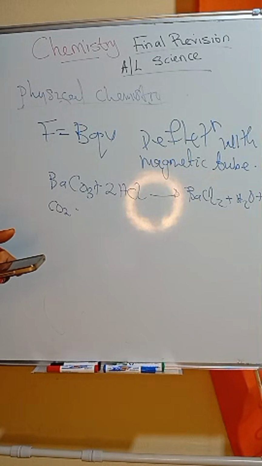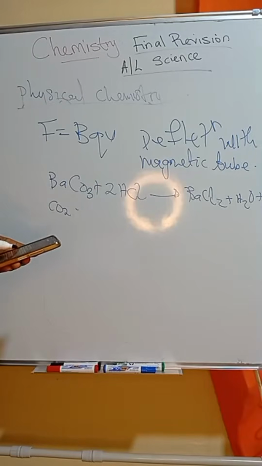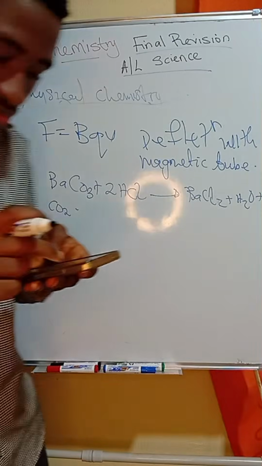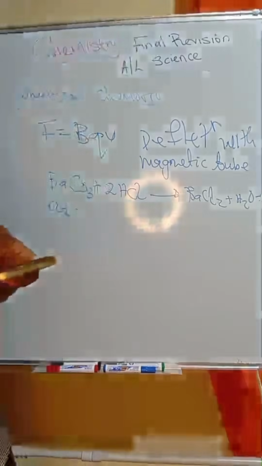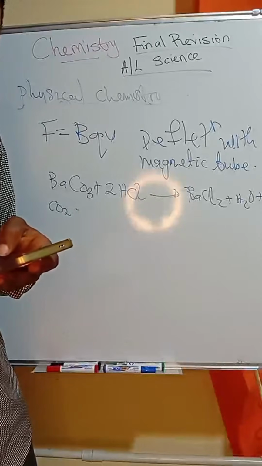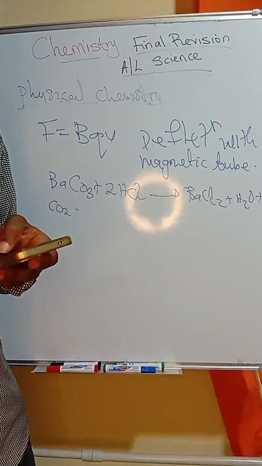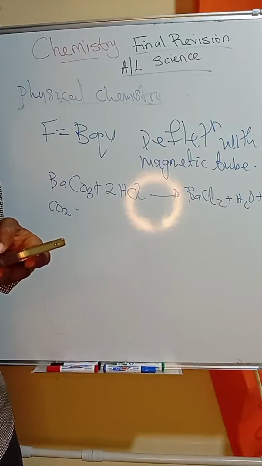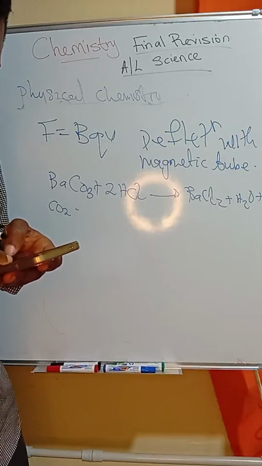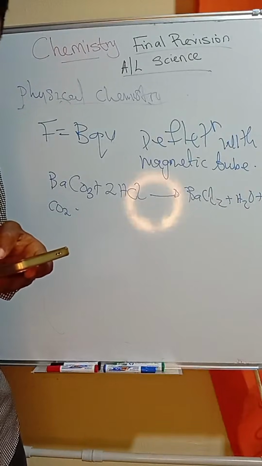So the question has been given: barium carbonate plus several reagents equals a product. Okay, now they say two experiments were carried out to follow the rate of their reactions.